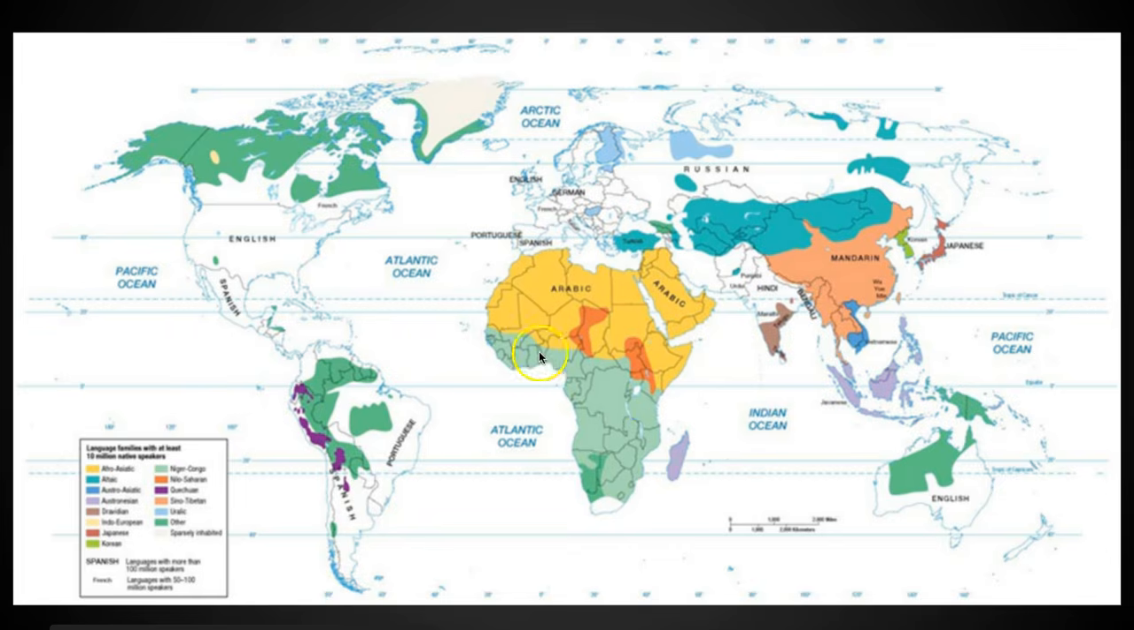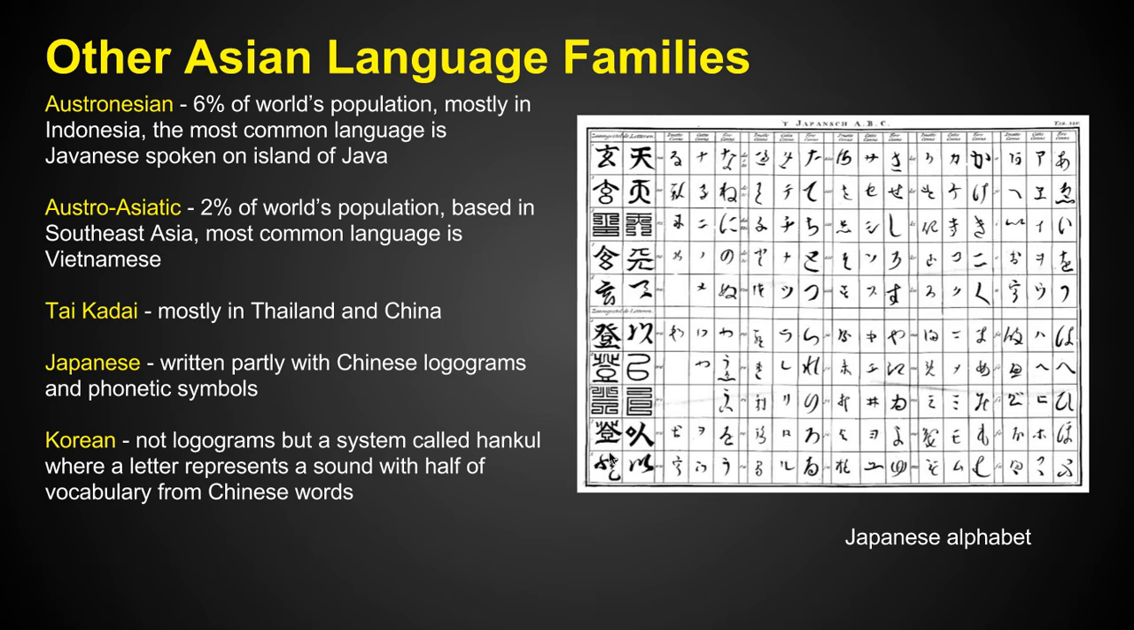Niger-Congo. You think about Niger-Congo region. That's the Niger River, the Congo River, Sub-Saharan. Well, why are they all speaking the same language families? It's probably because they all developed that way in that area. Other Asian language families. Austronesian. This is spoken by 6% of the world's population, mostly in Indonesia. The most common language is Javanese, which is spoken on the island of Java.